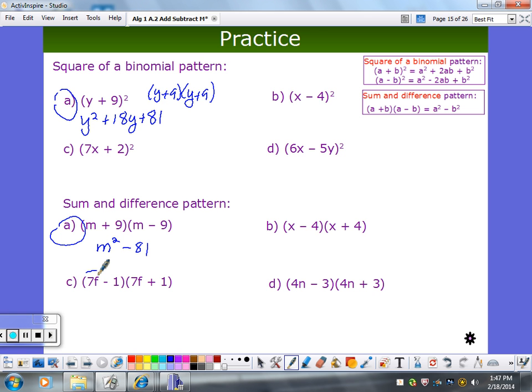She had a good question. What do you do? What's 7x times 7x? What's 7 times 7? 49x squared. And what's f times f? This is my sum and difference pattern. So I just multiply the positive 1 and the negative 1: 49x squared minus f squared.